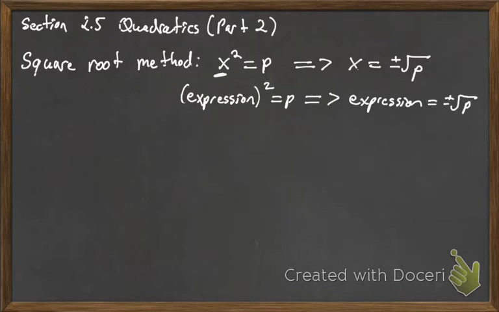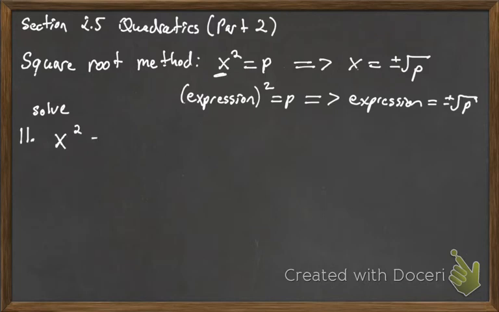We can generalize that to be an expression squared equals p. Then we can take the square root of both sides, and then we have expression is equal to plus or minus the square root of p. And I'll give you kind of an explanation in a minute with the first problem, why we need that plus and minus there.